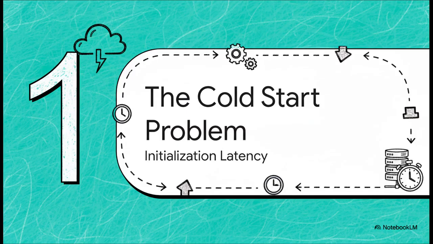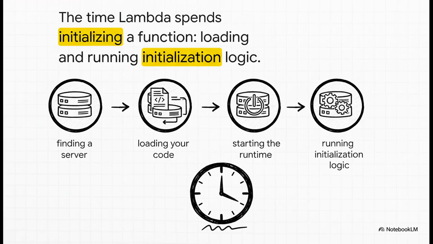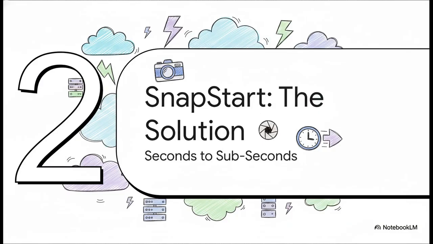All right, first things first. Let's really break down what we're up against. This thing we call a cold start. So what's actually happening here? Well, Lambda has to find a server, download your code package, fire up the runtime, for Java or Python, and then run any initial setup code you wrote. That whole dance can take a few seconds. And if you've got a user on the other end waiting for an API response, a few seconds feels like an eternity.